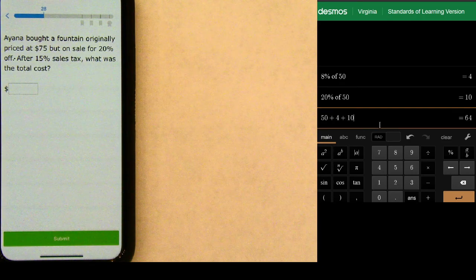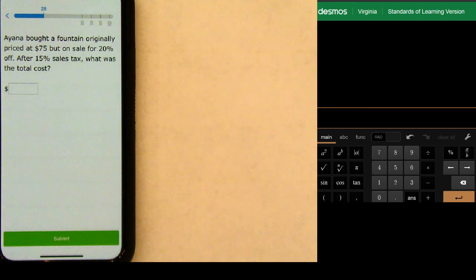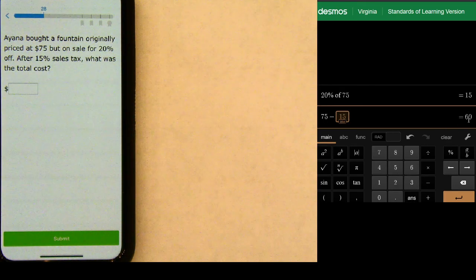For this next one, it says Ayana bought a fountain originally priced at $75, but on sale for 20% off. After 15% sales tax, what is the total cost? So let's go ahead and set this up. So I'm going to take that $75, and that's going to be 20% off. So I take 20% of $75, and it's going to be $15 off. So I take that $75 minus that discount amount. So the sale price is going to be $60.